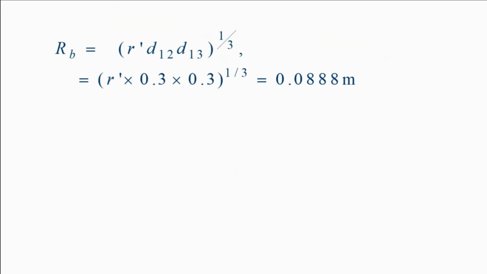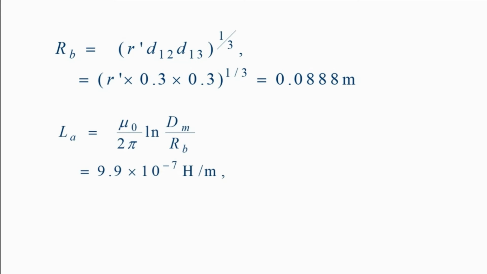Mathematically, because the radius is down in the ln, we have ln d over r. I'm increasing r, so I'm decreasing the inductance. Bundling is a very good procedure to decrease the inductance of the transmission line. Simple formula, the same: mu naught over 2 pi ln, equivalent distance over equivalent radius, geometrical mean distance over geometrical mean radius. We calculate the geometrical mean distance, and when we divide them together, we get the inductance.